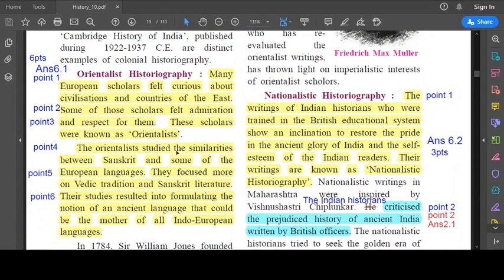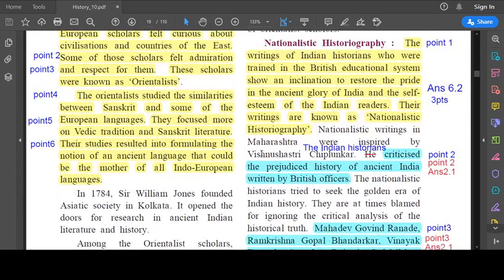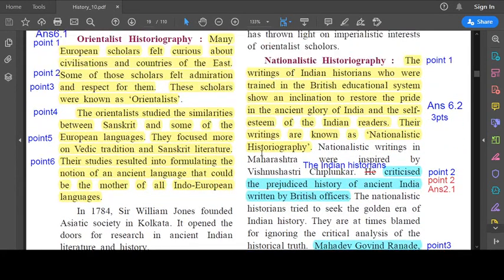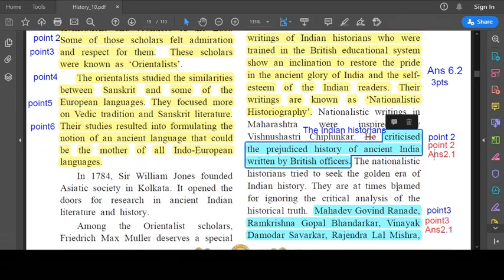Now we'll see where's the red marking elsewhere. Here, right hand side, same page. Last paragraph. Okay, can you see this, children, in red over here? That's your second point. So point 2, answer 2.1. Here it is. The Indian historians. Cancel he. In place of he, you'll write the Indian historians. So this is your second point. The Indian historians criticize the prejudiced history of ancient India written by British officers. That's point 2.